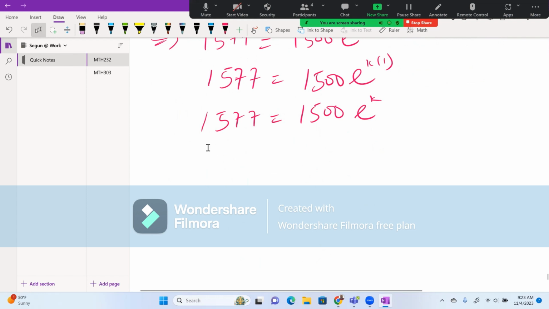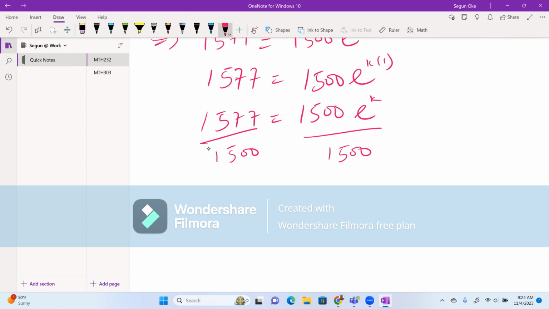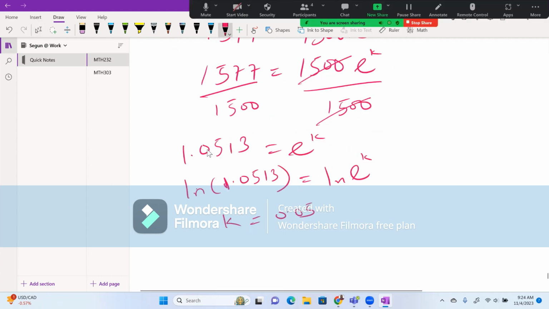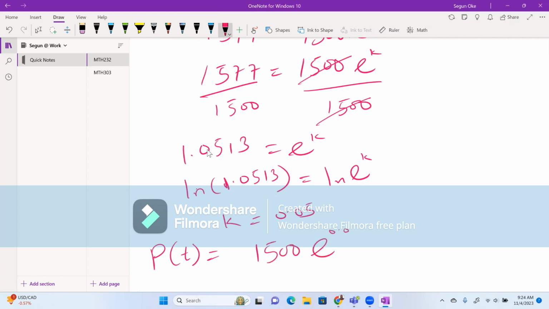So all we need to do is divide both sides by 1,500. What do you have? When you divide both sides by 1,500, you have 1.0513 equals exponential k. Take the natural log of both sides. So what do we have at the end of the day? We have our k. If you do it very well, you have k equal to 0.05. So for our B now, P of t will be equal to 1,500 exponential 0.05 t.